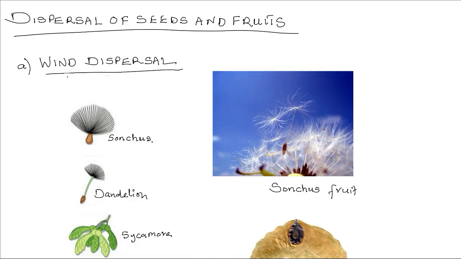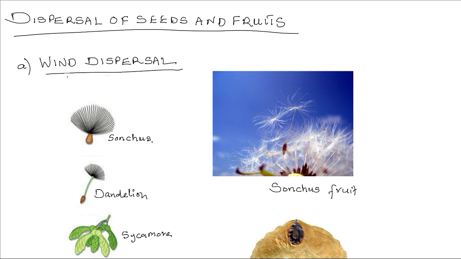Dispersal of seeds and fruits. Dispersal carries the seeds and fruits away from the parent plant to prevent overcrowding and also to help colonization of new territory.